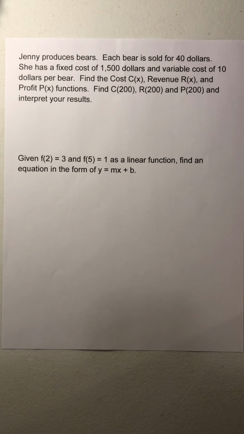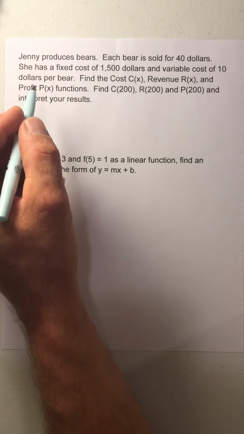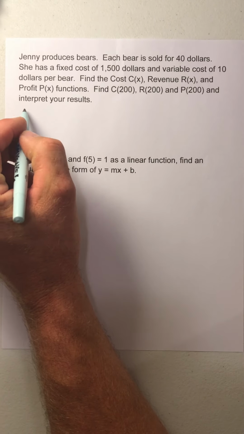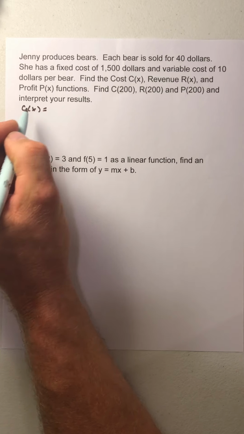Here we have, hey, Jenny produces some bears. Each bear she's going to sell for $40. She has a fixed cost of $1,500 and a variable cost of $10 per bear. Can we find the cost function, the revenue function, and the profit function? It doesn't matter to me how we do these. I guess we'll put it in the order that we give them.